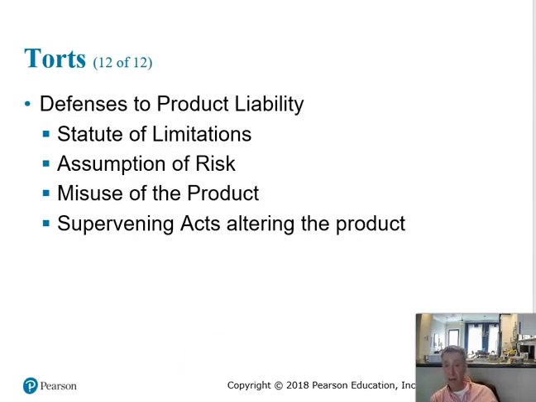Some defenses to product liability. Well, the statute of limitations ran out. This could be like a year long, and maybe the person was injured after a year and a half. Assumption of risk. They knew that this product had dangers, and they bought it anyway. Misuse of the product. This is a big one. People get injured by a product, but they weren't using it according to the directions or for its intended use. Or they somehow changed the product, and then they got injured because of the change. Okay, so that wraps up torts. We'll pick up with learning objective 3 in the next one.